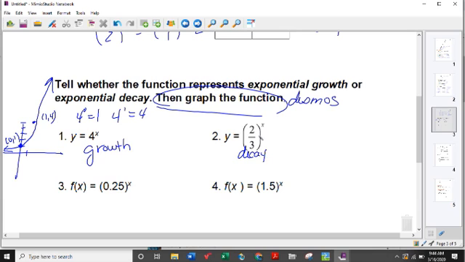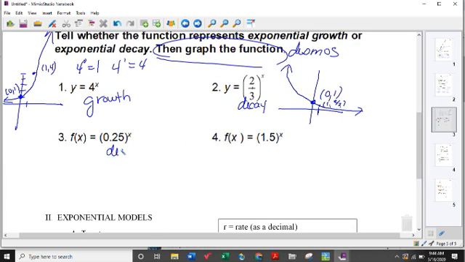This one is decay because 2/3 is less than 1. Again, quick sketch. I know it has to go through 0, 1, and I also know it has to go through 2/3 to the first power. So it's going to go 1, 2/3. Then it starts big and it gets small.